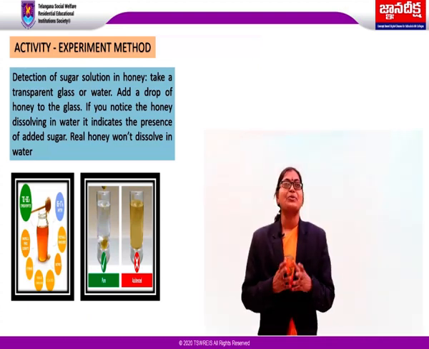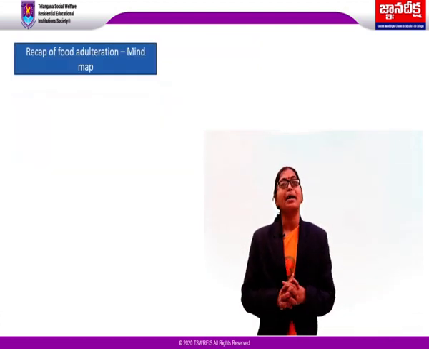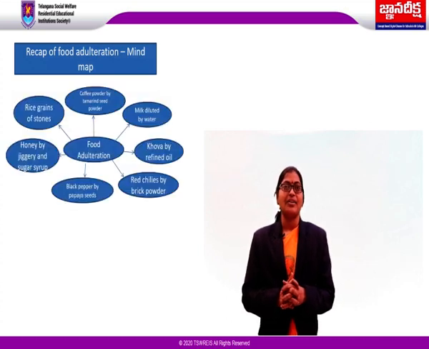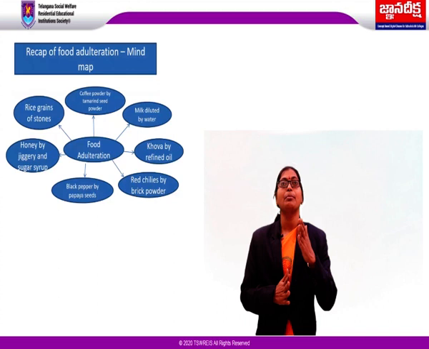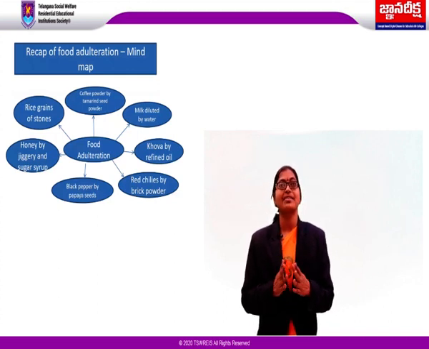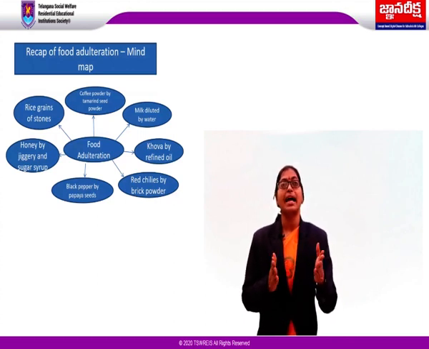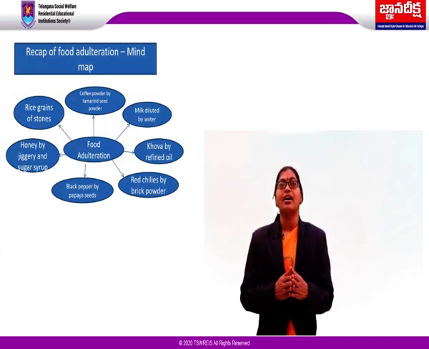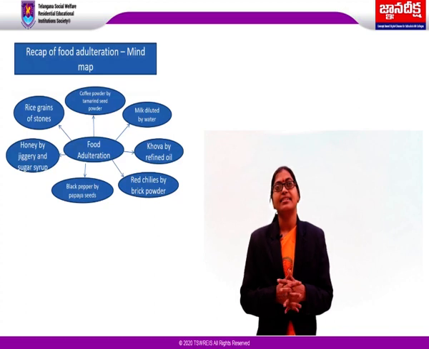Now children, we are going to see a recap of food adulteration and its effects by the mind map chart. Here we learned what food adulteration is and what the types of food adulteration are: coffee powder contaminated with tamarind seed powder, rice beans with stones, honey and jaggery with sugar syrup, black pepper with papaya seeds, red chili powder with red brick powder, khova with refined oil, and milk diluted with water.